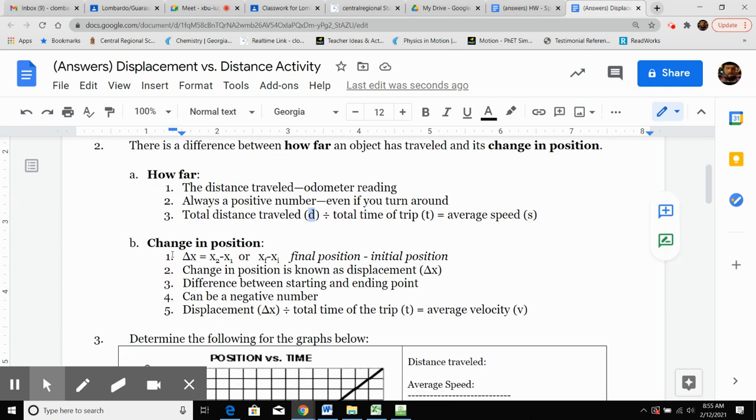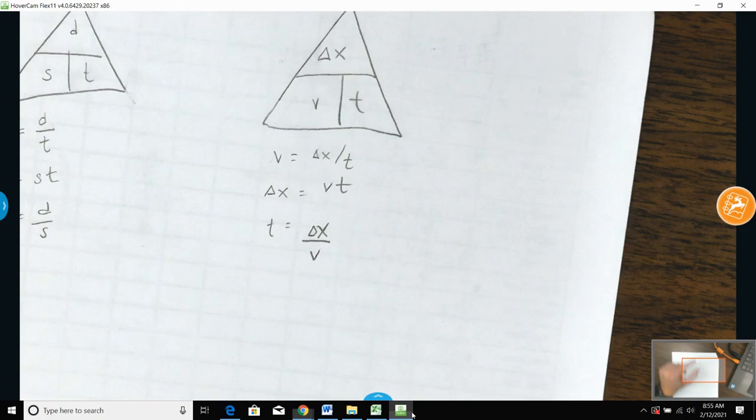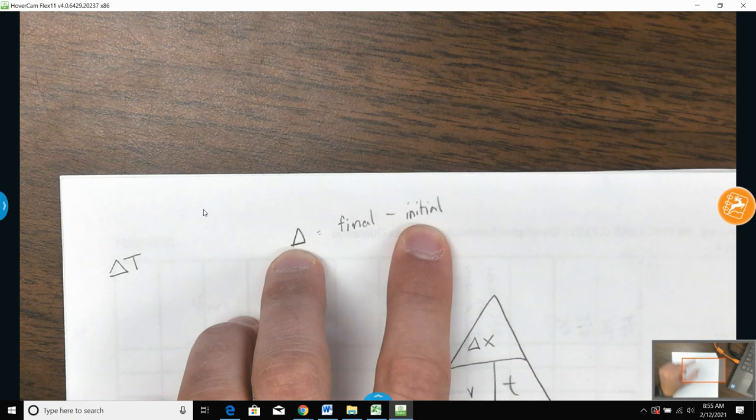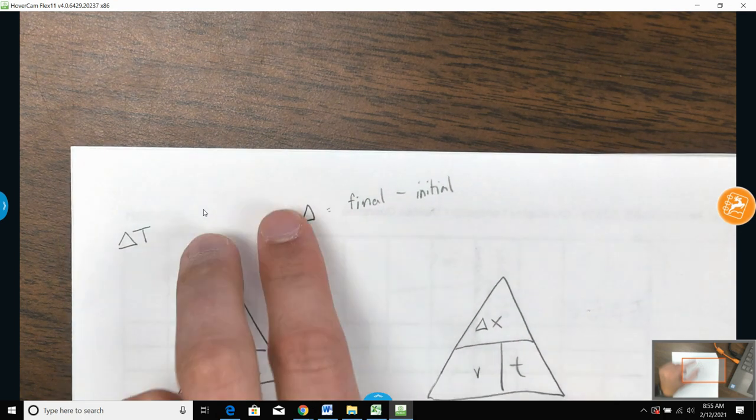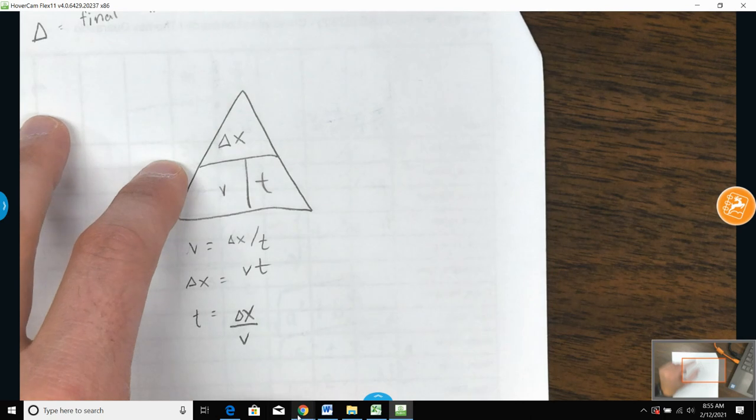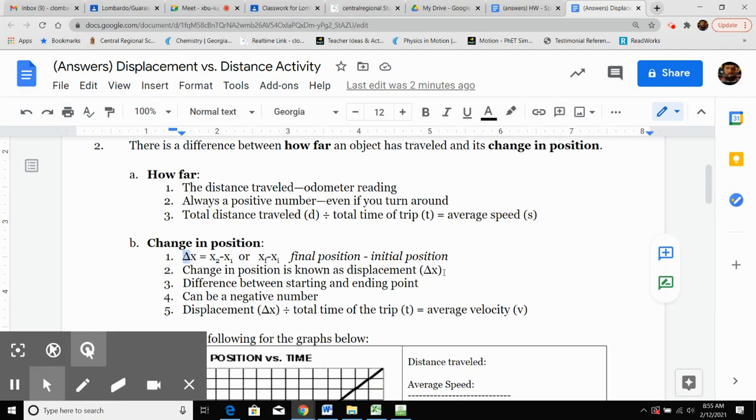Whereas average velocity is your displacement divided by the time. Now displacement, this little symbol here, don't freak out about it. That little triangle pretty much just represents final minus initial. So like temperature, final temperature minus initial temperature is the change in temperature. So x is our position. So it's final position minus initial position. That is our displacement. Basically, how far are you from your starting position? And that can be a negative number.